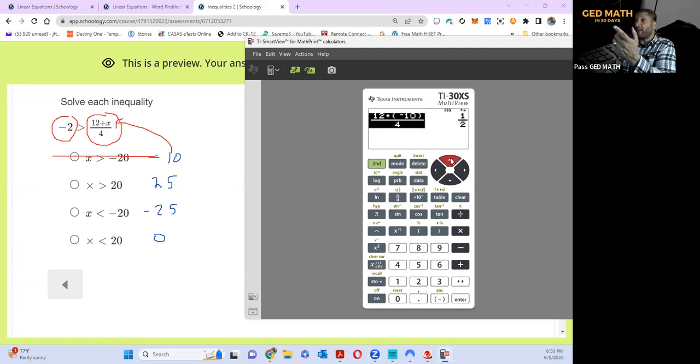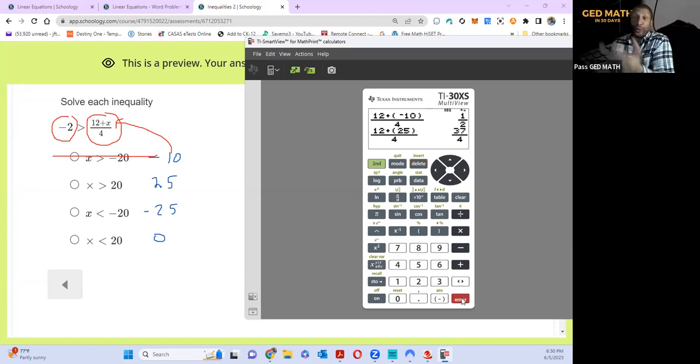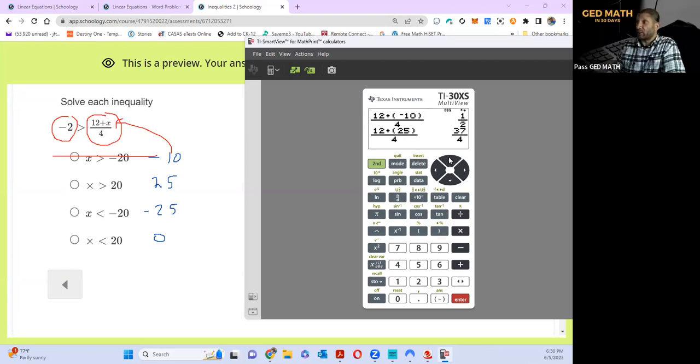So I'm going to go back up here and put plus 25. Right? Is minus 2 greater than 37 over 4? You don't have to figure it out. Minus 2 cannot be greater than a positive number. So that's a no. Right? Let's go to the next one.